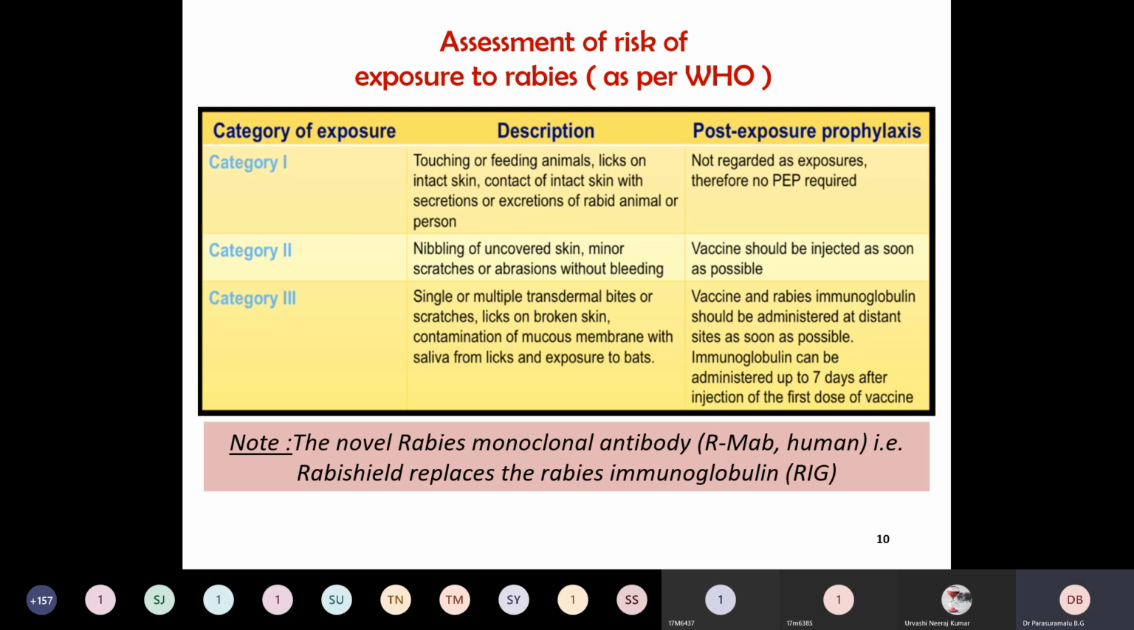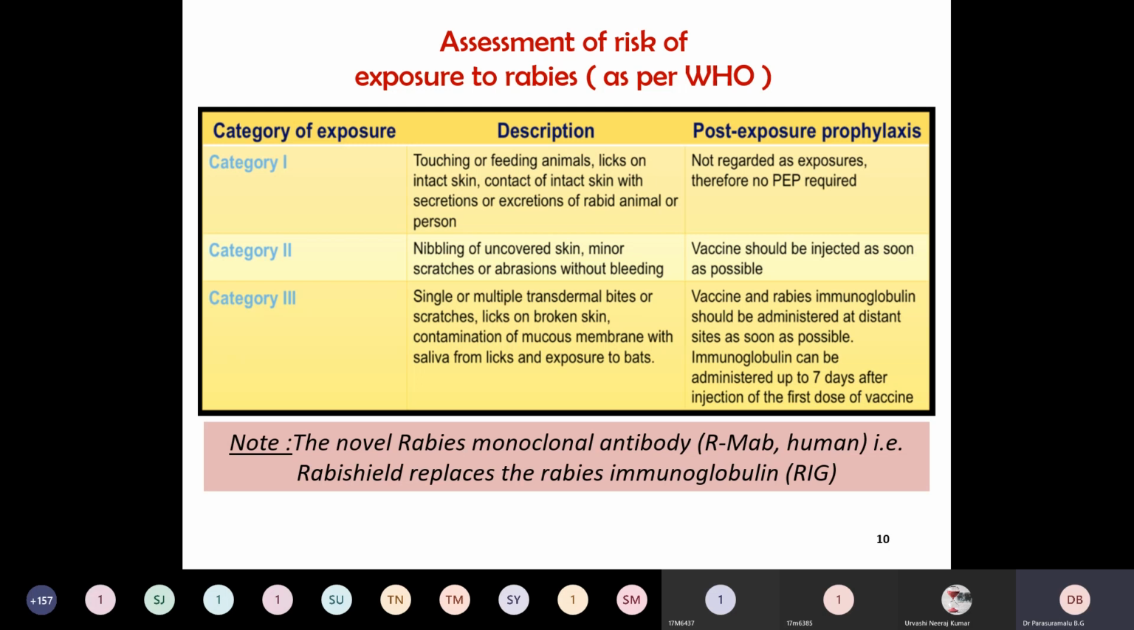What about re-exposure prophylaxis? See, if the person is again exposed to the animal bite, if he has received either a full course of pre-exposure vaccination or post-exposure vaccination, following re-exposure to a rabid animal bite, he or she shall receive only 2 doses of rabies vaccination, either intradermal or intramuscular, on day 0 and day 3. In such cases, the rabies monoclonal antibodies or rabies immunoglobulins are not indicated.